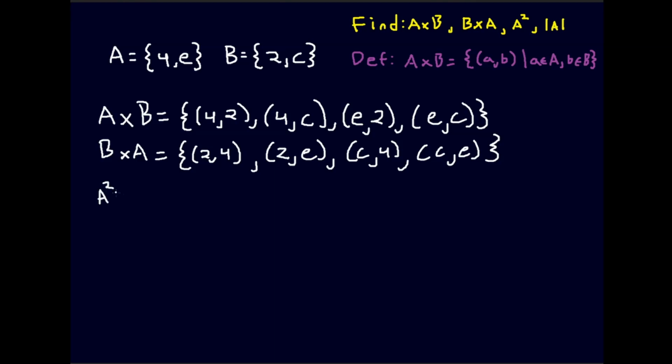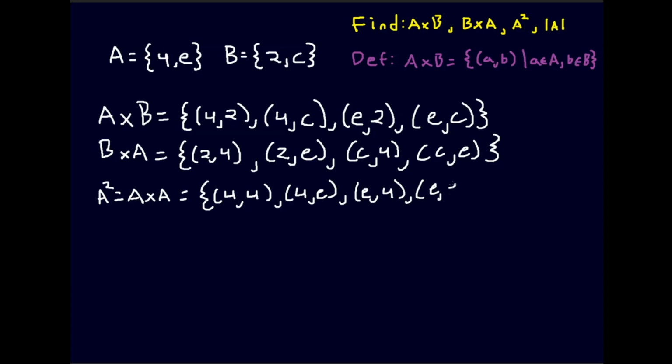Next, we're going to go over A squared, which can be rewritten as A cross A, or the Cartesian product of A itself, which, if you want, you can write out A again, but it'll be {4, E} cross {4, E}. So again, you'll take the element of each set, and then it's the same process. After you get the hang of it, it's a lot of manual work. It's just doing the same thing over and over.